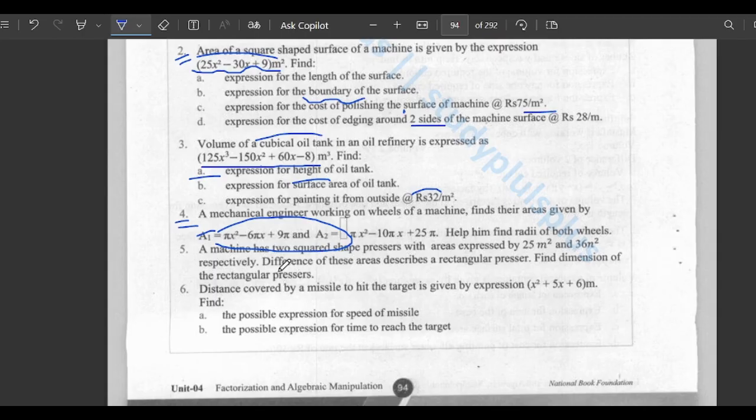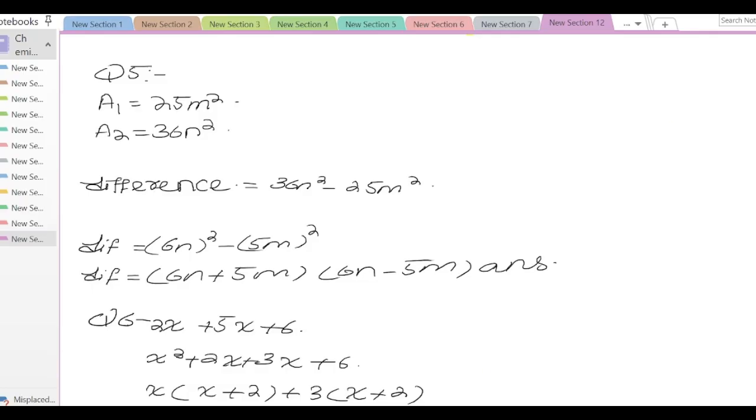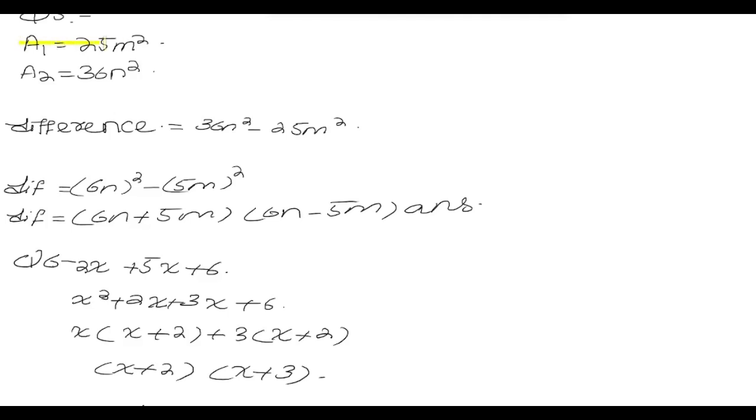In question number 5, we can see that a machine has two square shaped presses. Now what does this tell us? This tells us that we have two presses with the shape of a square, so all the sides will be equal. And here the first area is 25 m² and the second is 36 n². The units are just used to denote each other. So we need to find the difference of these areas and then we need to find the dimensions of the rectangular presses.